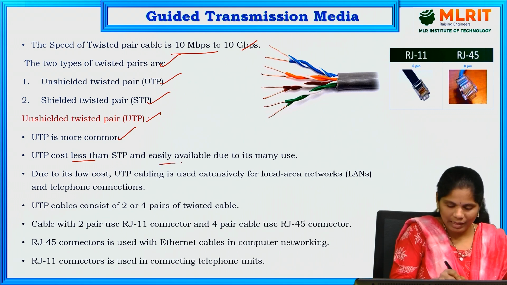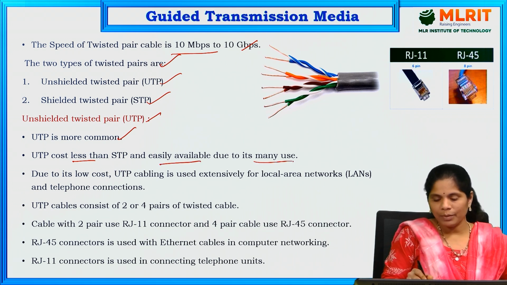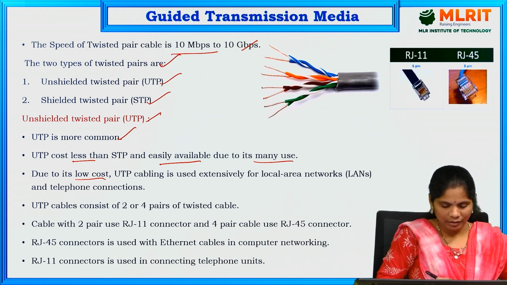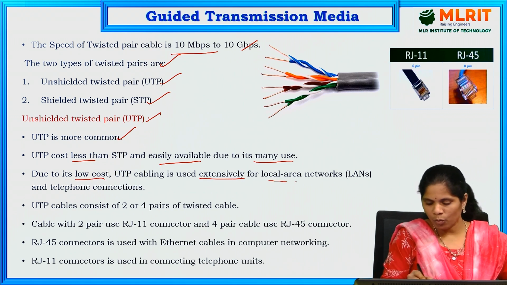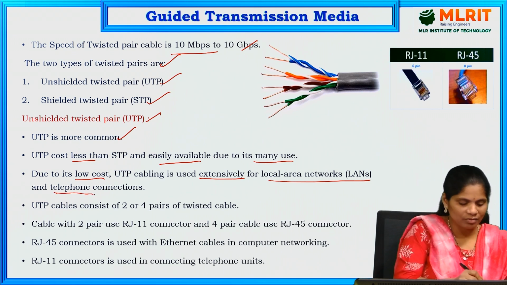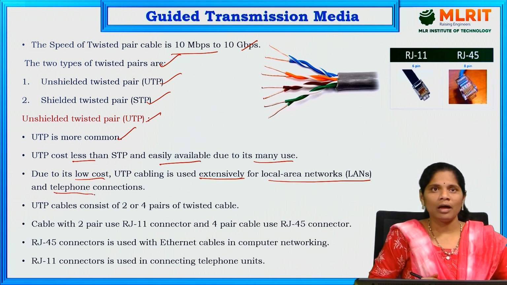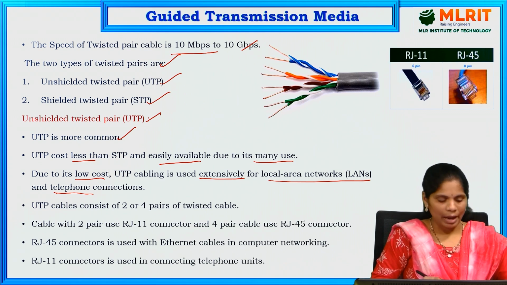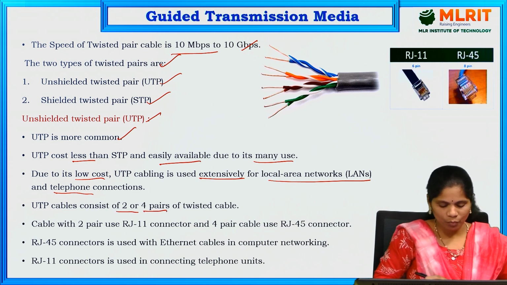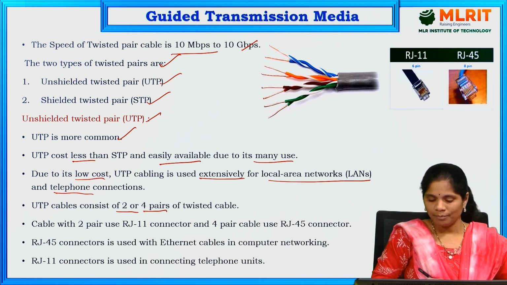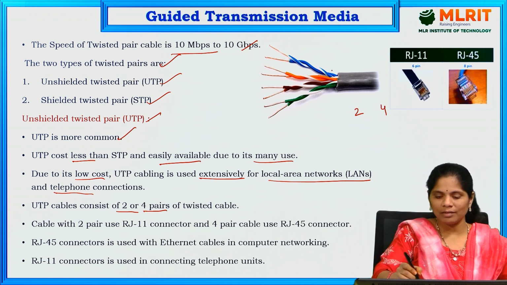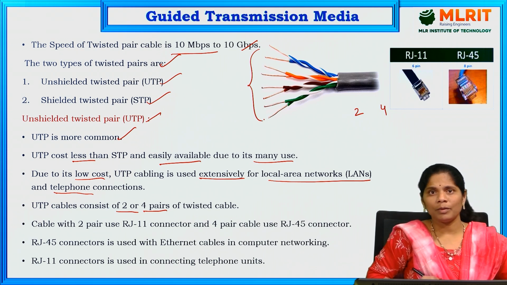It is easily available, and a large number of people are using this cable. Because it is low cost and used extensively for local area networks, LANs and telephone connections, we mainly use the unshielded twisted pair cables. These cables consist of 2 or 4 pairs of twisted pair cable. That may be 2 pairs or 4 pairs, whatever pairs are there here.